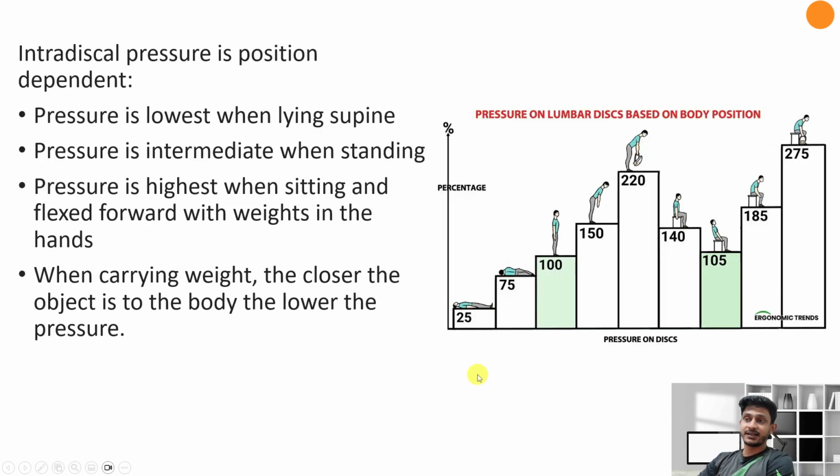This is an interesting slide. This I just wanted to put up. So we can see the intradiscal pressure is lowest when we're lying supine. It is the highest when we are sitting, flexed forward with weights in our hand. Relatively high also while sitting and bending front. It's also high while standing and bending front with the load. So you can see why slouching is not good for us whether we are sitting or whether we are standing. And while sitting, if we lean back, the intradiscal pressure is the lowest.